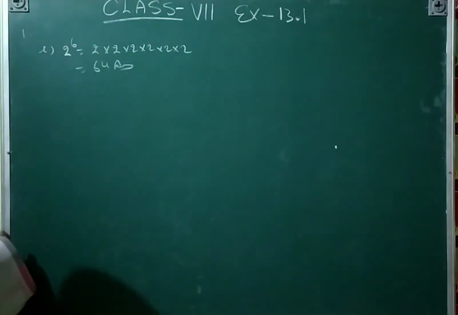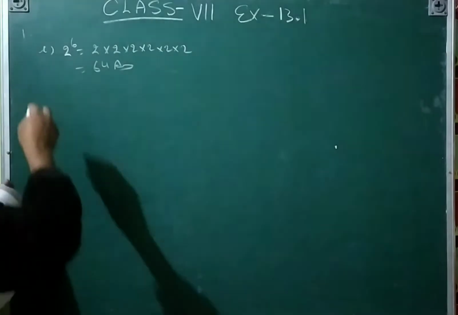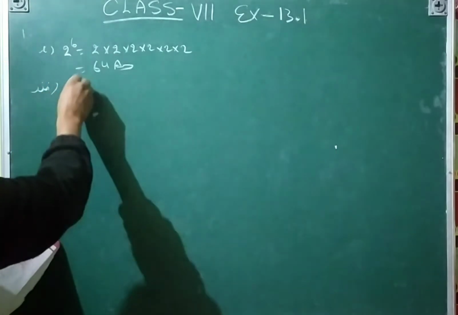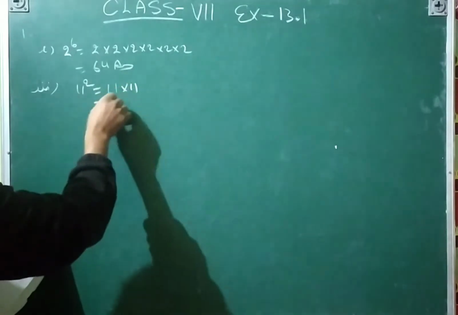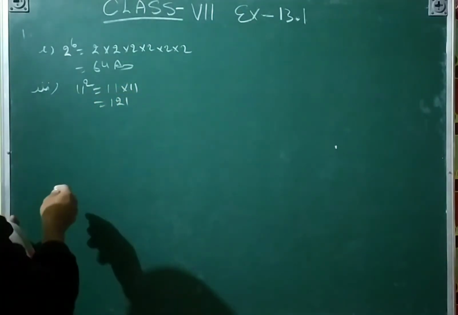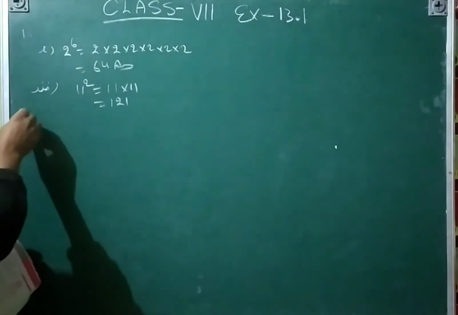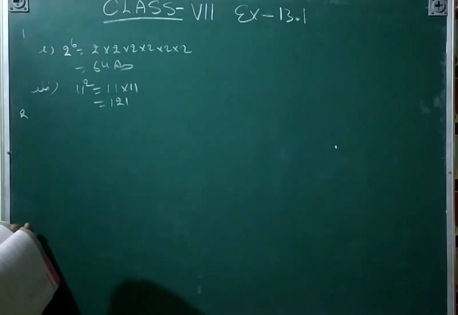And then similarly the third part. Next, this part you can do: 11 power 2, that is 11 into 11, so 121. Similarly the fourth part you can do, no problem will be there. Only here you multiply. And then second question, express the following in exponential form.